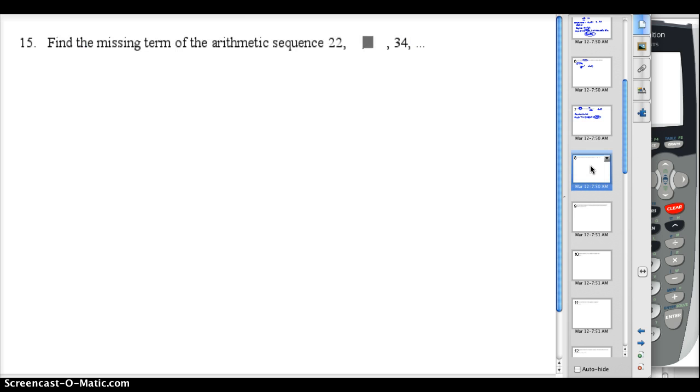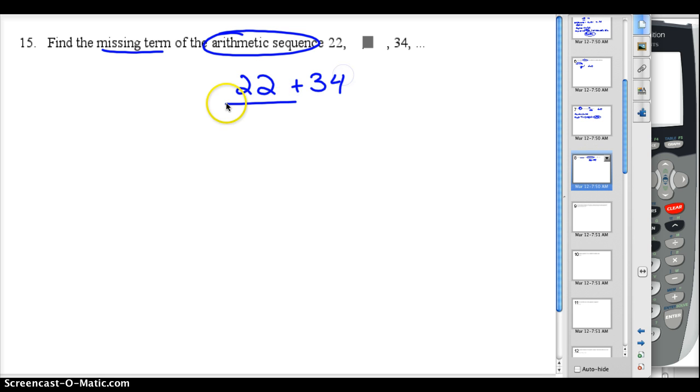Number 15, find the missing term of the arithmetic sequence. That means we want the arithmetic mean, or in English, it means we want the average. We're just going to add those up and divide by 2. Try number 16 real quick.